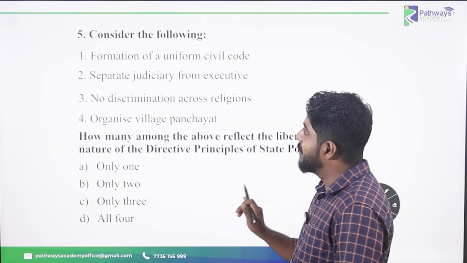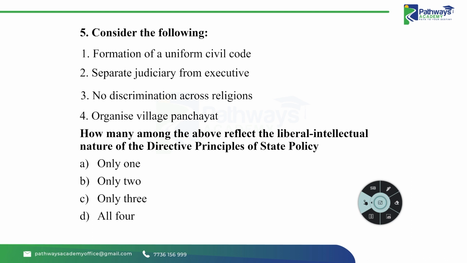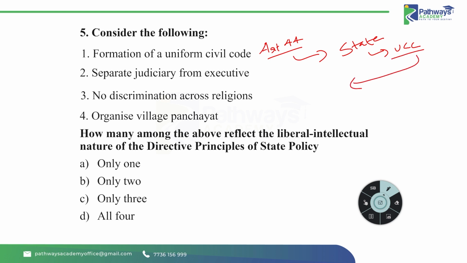Fine. The next question, consider the following. Number 1, formation of a uniform civil code. Wonderful. Speaking about article number 44. Very good. So article number 44 instructs the state, you please try to implement a uniform civil code. What do you mean by uniform civil code? Is it the uniform parliamentary law? No, we are speaking about uniform personal laws, isn't it? Religious laws, personal laws, succession laws, hereditary laws. These are the things we are speaking about, my dear friends. It is not parliamentary laws.